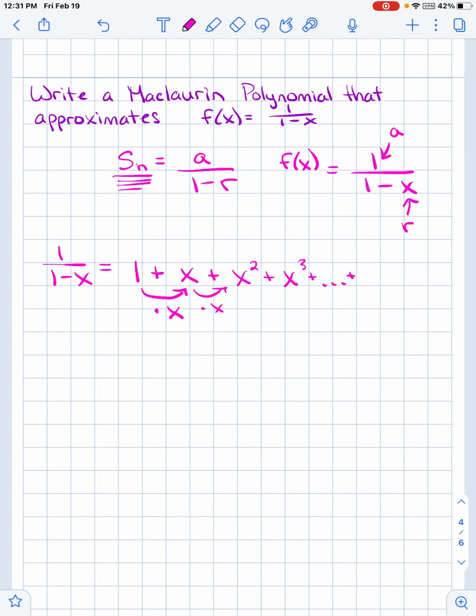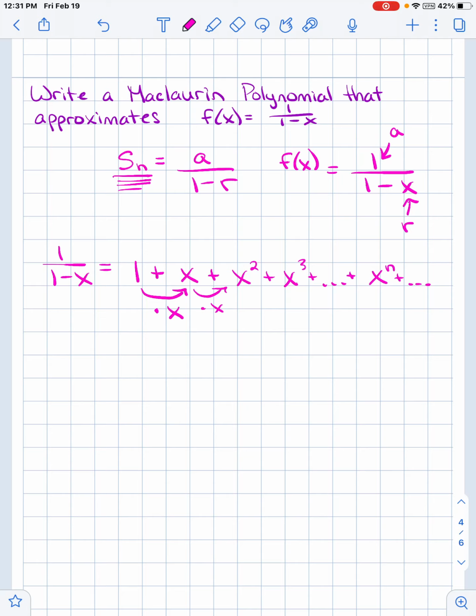And then what would the general term be? What would the general term for this be? It would be x to the power of n, with n equaling 0 first, and then n is 1, n is 2, n is 3, n is n. Kind of cool. So this looks like the sum of a geometric series. Using that idea, we can find a Maclaurin polynomial because we know the first term and we know the common ratio.